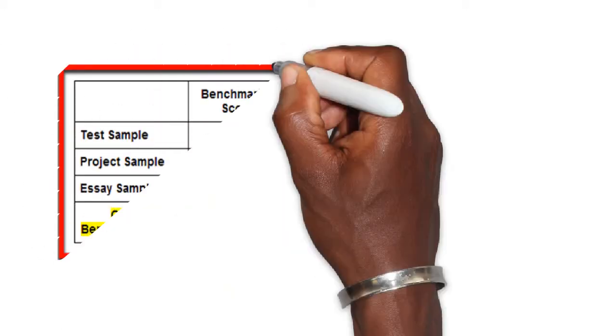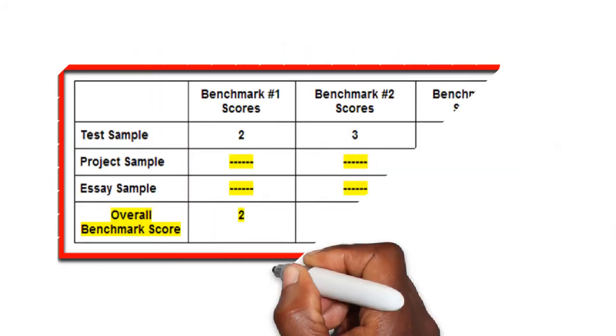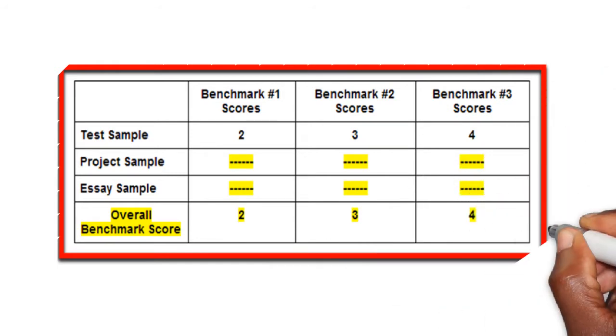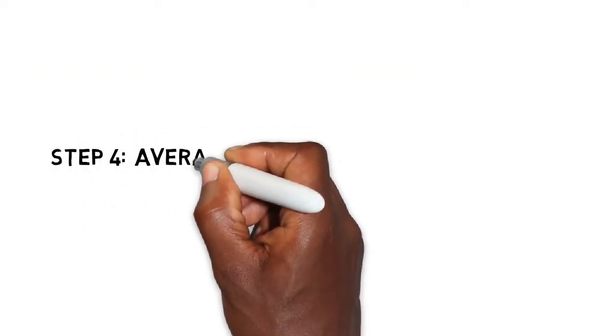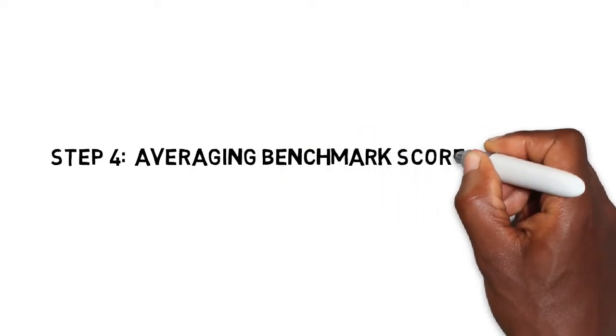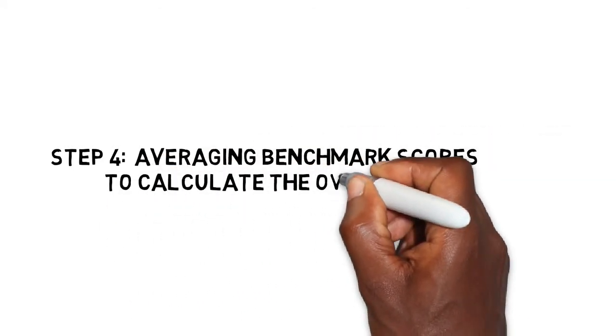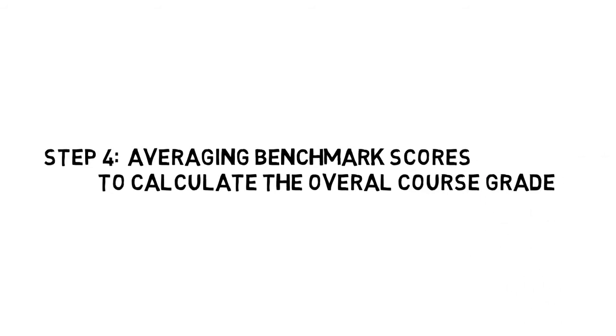Early on in the grading term, if a student has only one benchmark grade, that grade shows up as the overall benchmark score. If the student has only 2 benchmark scores, the 2 scores will be averaged to determine the overall benchmark score. Step 4 involves averaging the benchmark scores to calculate the overall final grade.